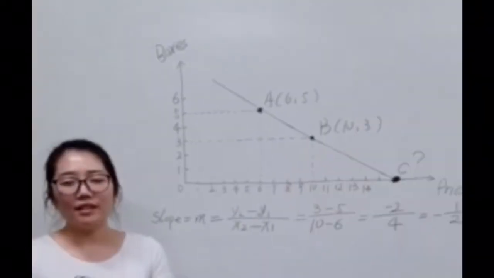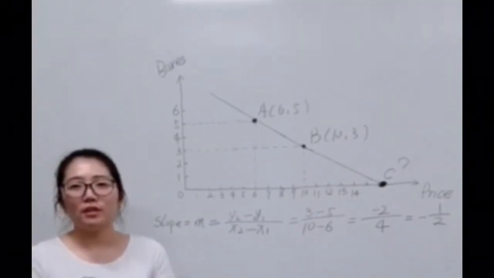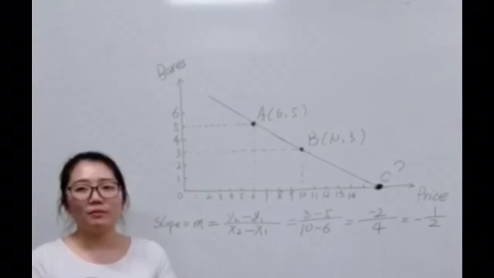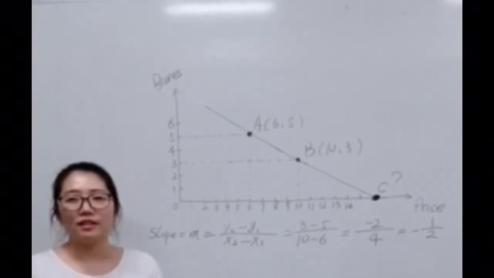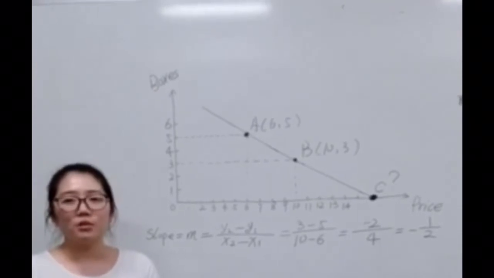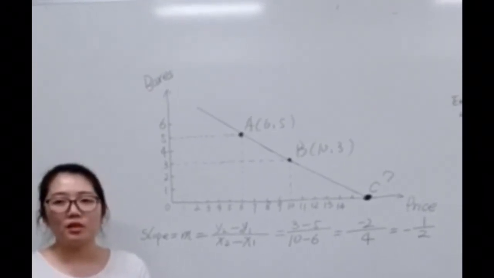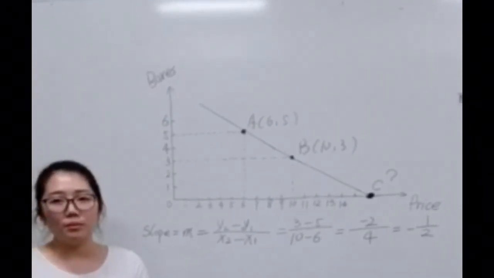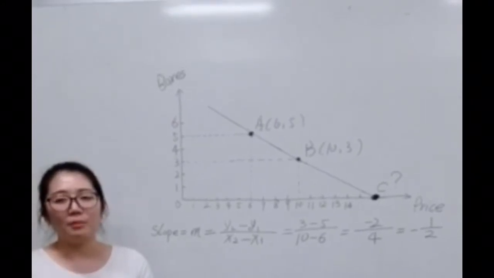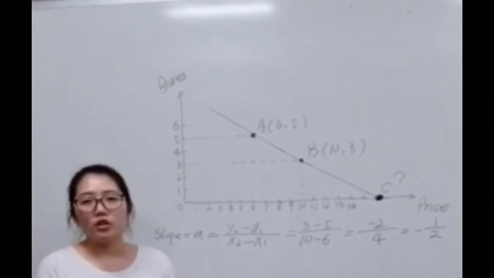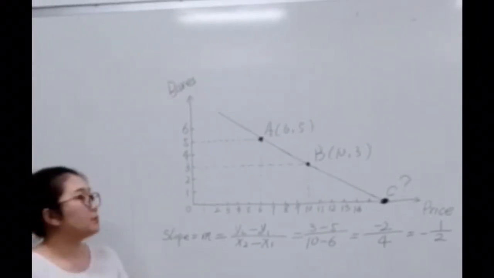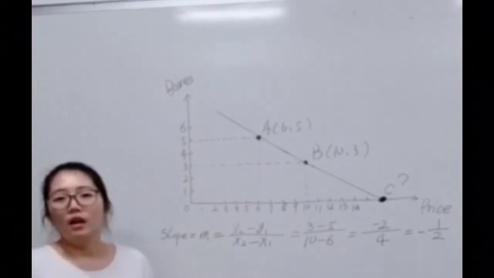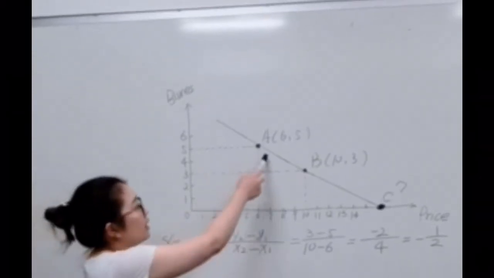The XY plane is not only a mathematical theory, but can also be used to solve real-life problems. For example, a farmer sold 5 boxes of cherries at $6 per box and 3 boxes of cherries at $10 per box. He wants to know at what price he will not be able to sell any box of cherries. For this question, we can draw the demand function on the XY plane, assuming it is linear. We are given 2 points, point A and point B.